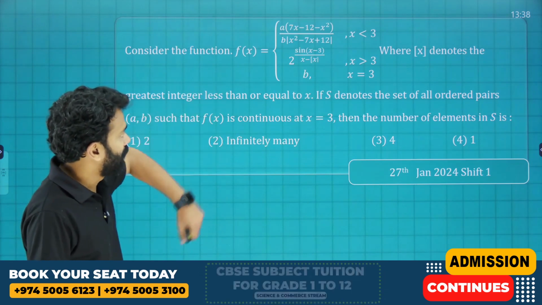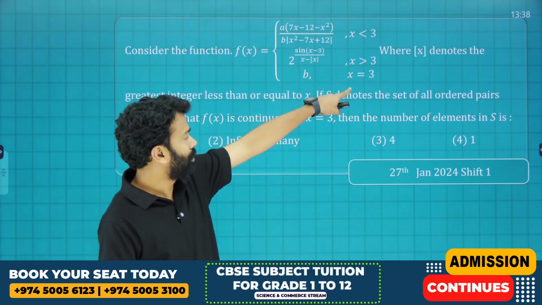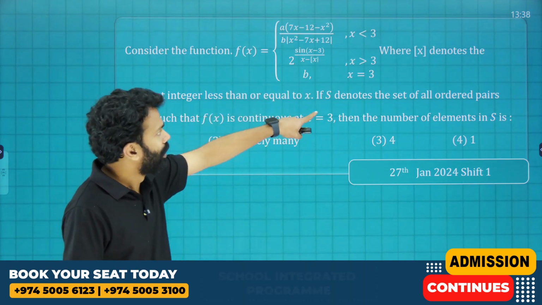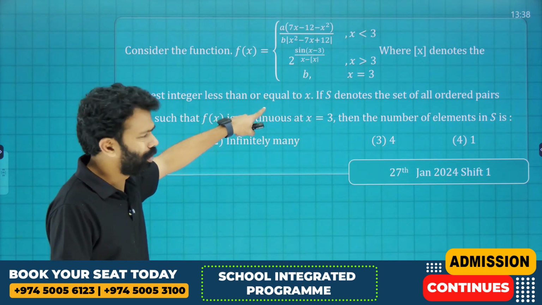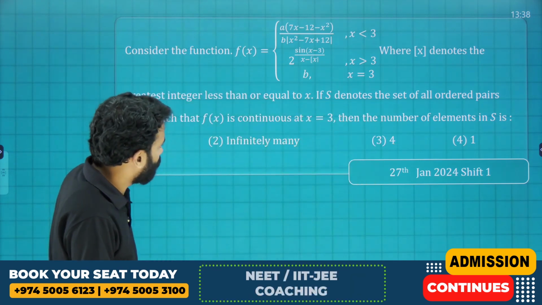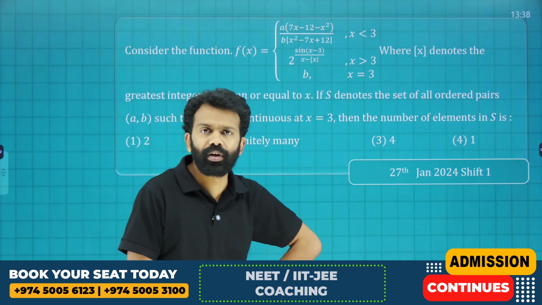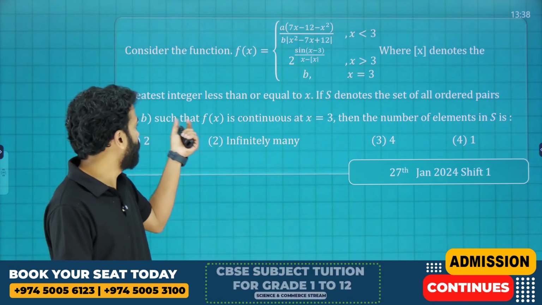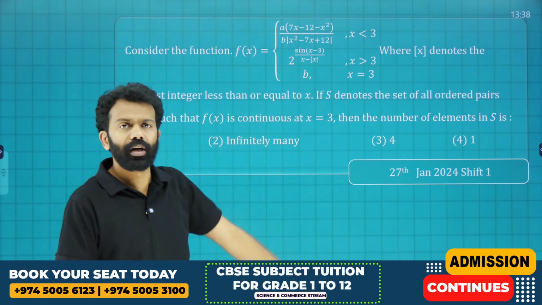A piecewise function is given for x less than 3, x greater than 3 and x equal to 3. The bracket notation represents the greatest integer less than or equal to x, that means box x. If S denotes the set of ordered pairs a, b such that f of x is continuous at x equals 3, then you need to find the number of elements in set S. That is, how many ordered pairs a, b are possible with respect to the given condition.